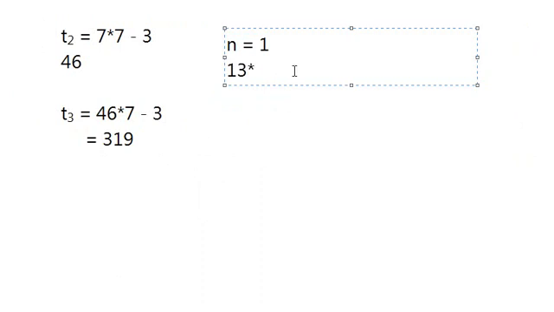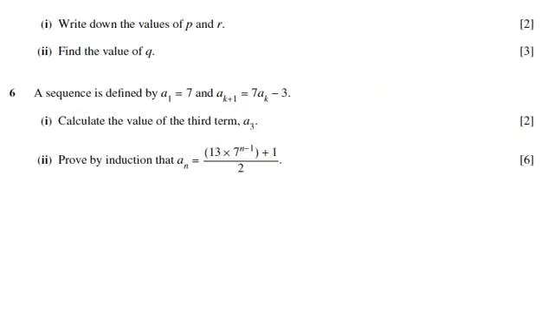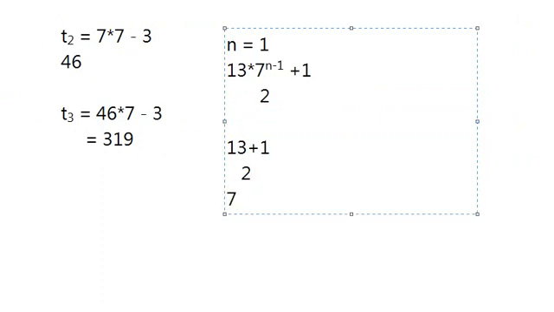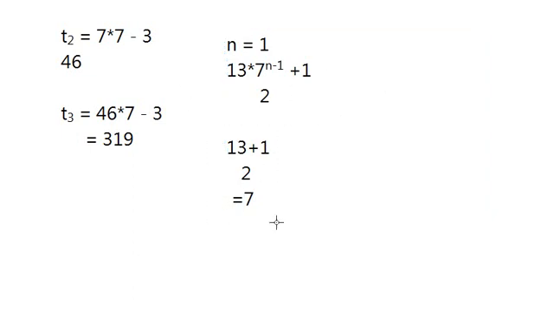13 times 7 to the power n minus 1 plus 1, all over 2, is equal to 13 times 1, which is 13, plus 1, divided by 2, which is 14 divided by 2, which is 7. And here we have the first term solved, and yes, so that is the first step done.